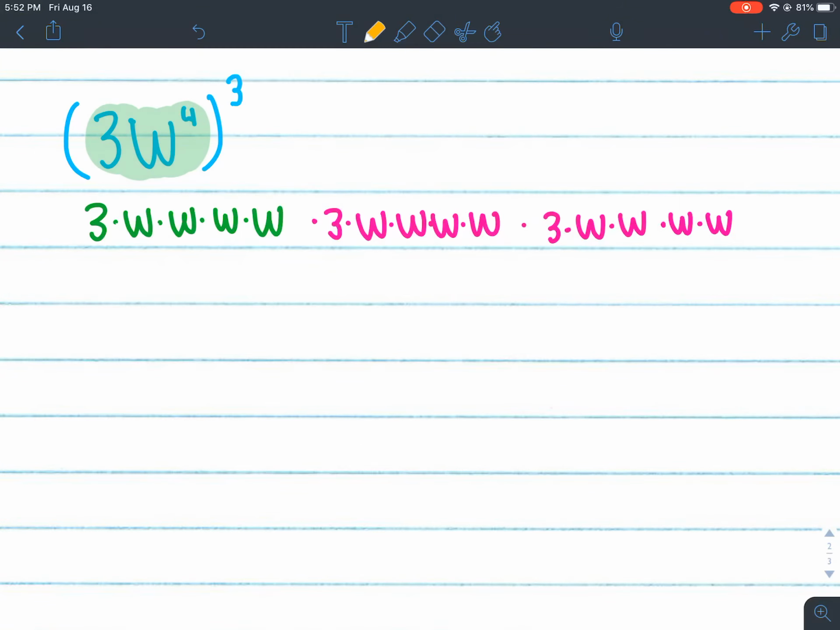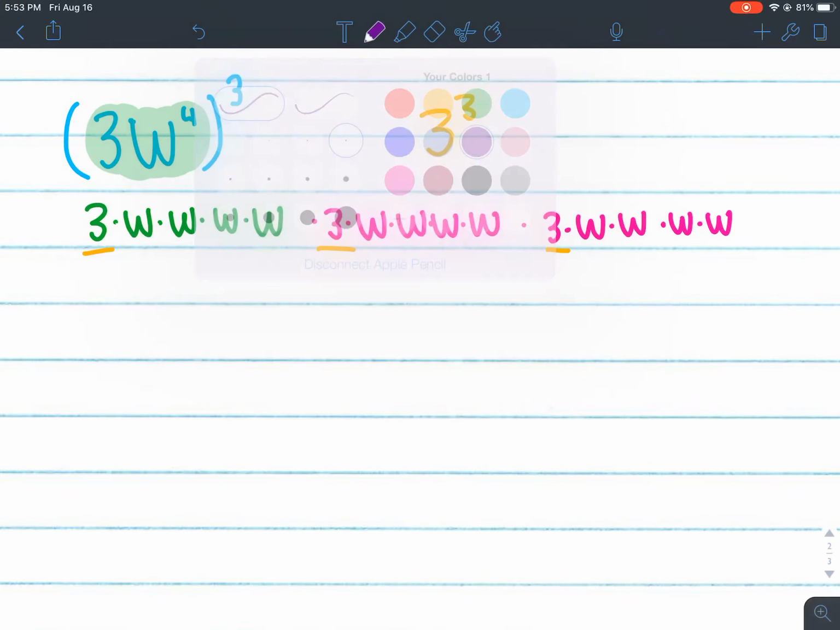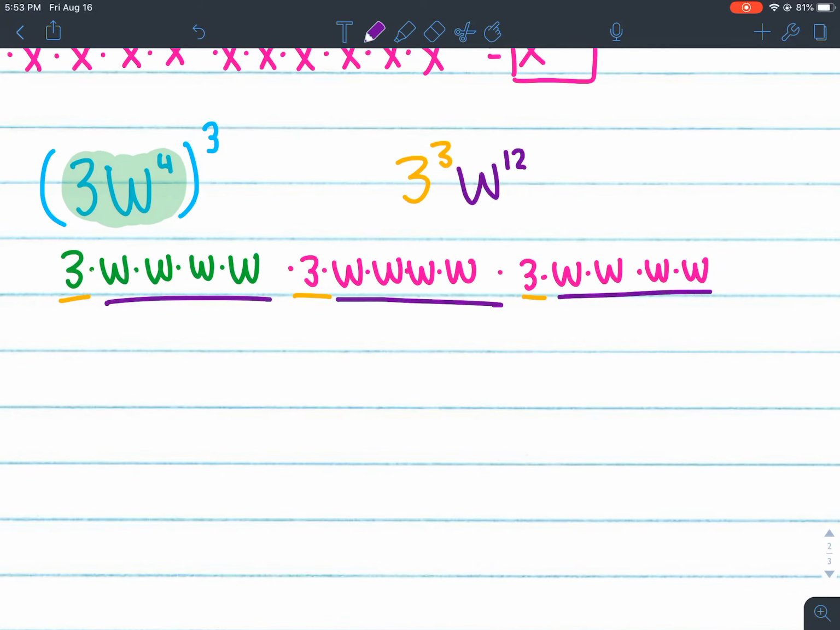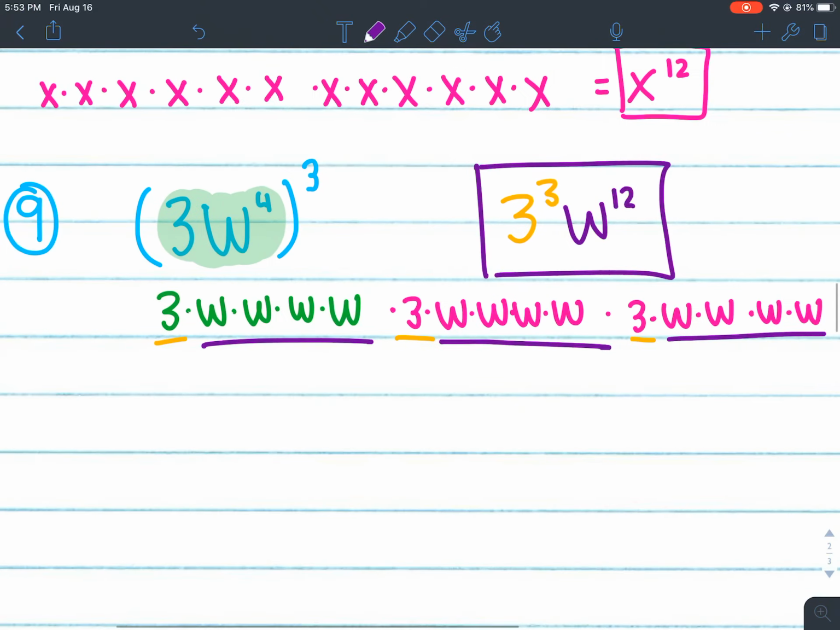Now let's talk about all that I have here. How many 3's are being multiplied together? Well, I have 1, 2, 3. I have 3 3's being multiplied together, so how would I write that? That'd be 3 to the 3rd. Okay? Now, how many w's am I having multiplied together? Well, I have 4 over here, I have 4 here, and I have 4 here. So how many w's are being multiplied all together? I have 12, if we count them all. So that would be my answer here.